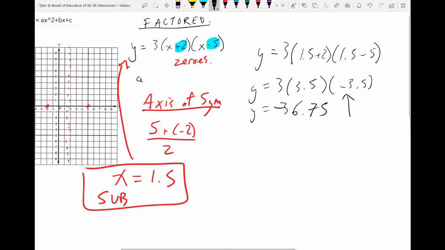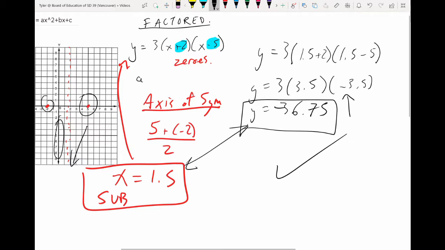So it's interesting because looking at this graph, my vertex is actually going to be way, way down below. So I would have to actually graph that point and then show it, or change my scale so I could fit it on there. But now we have the vertex. These are the x and y values of the vertex, and we have 2 zeros. That is sufficient to graph.